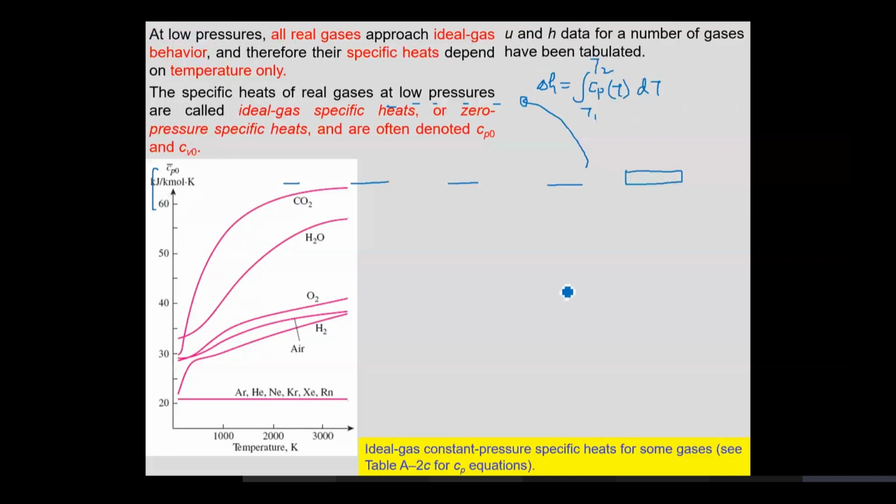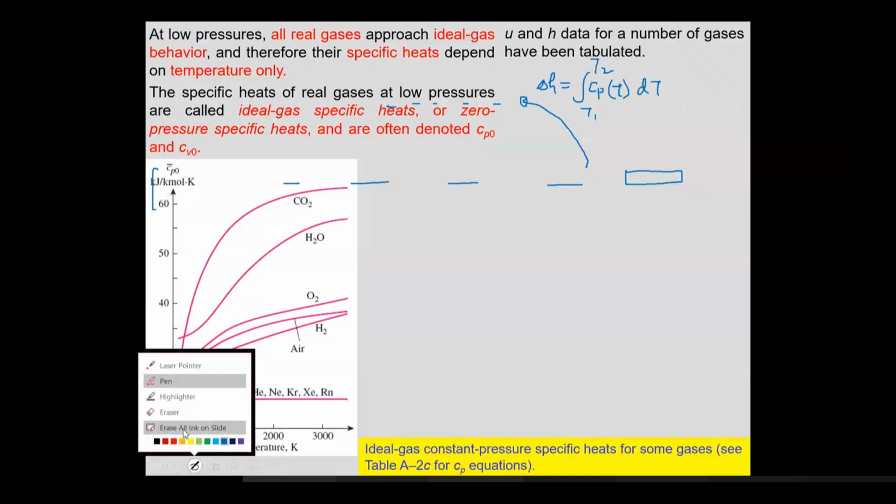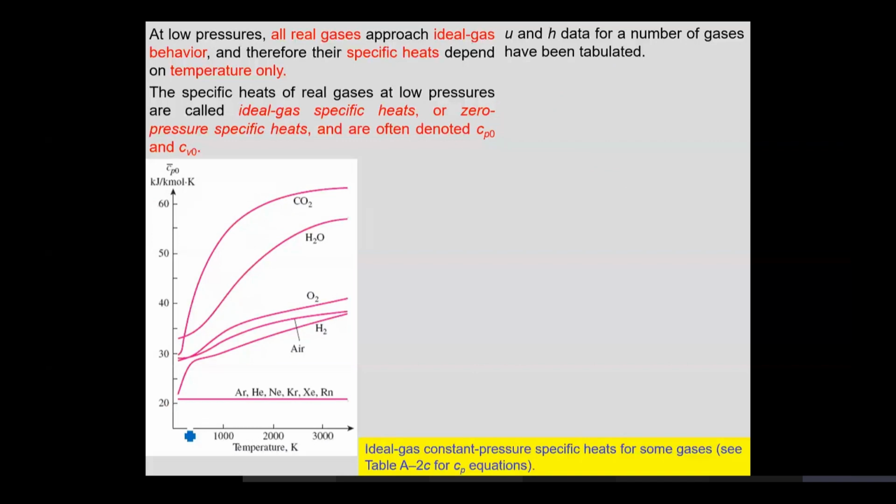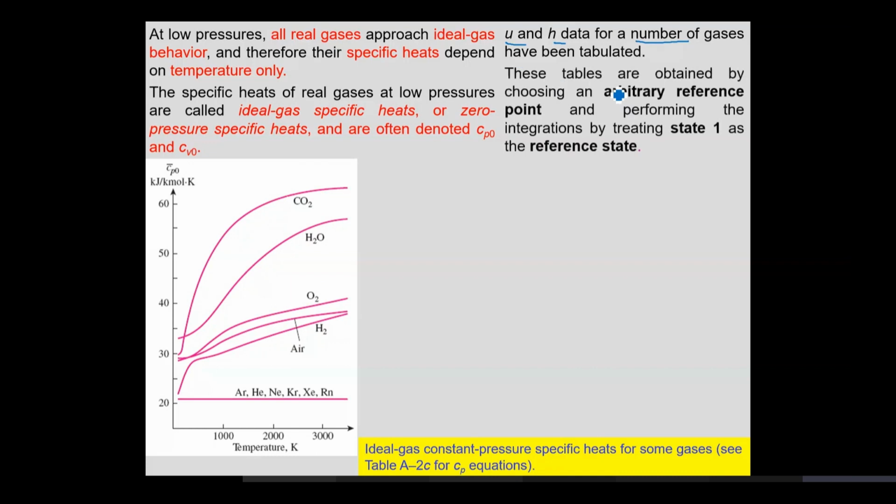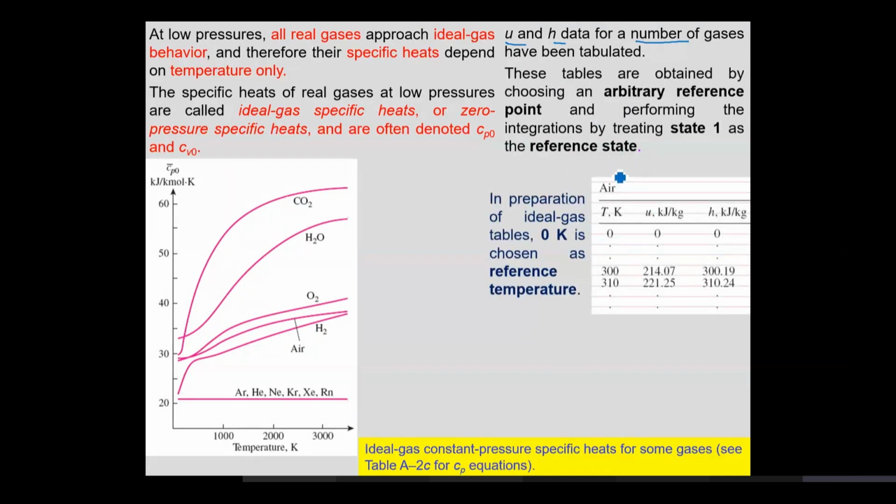Another way is that someone has already performed the integration for u and tabulated the value of u and h for a number of gases. If you look at the table for air, which is the ideal gas table A17, the temperature is given, and in front of temperature, you have internal energy and enthalpy values given.